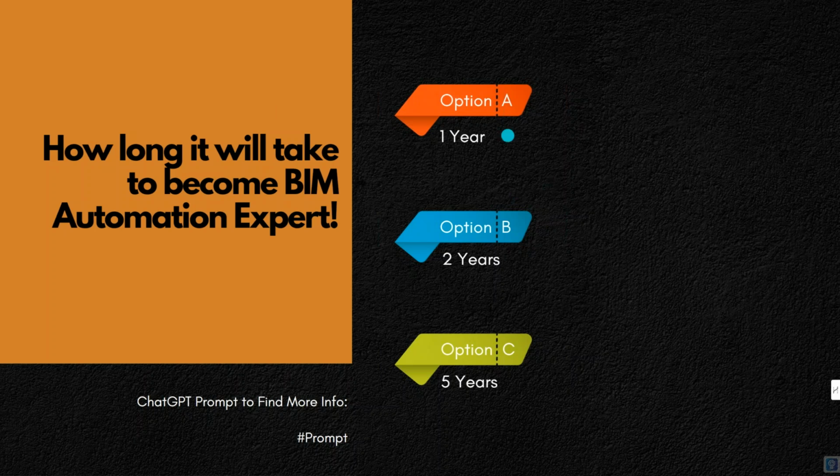You want option A. So in 1 year, can you become an automation expert? Not actually required. Just 1 month is more than enough. If you learn everything in detail, you can be an expert in just less than a year.